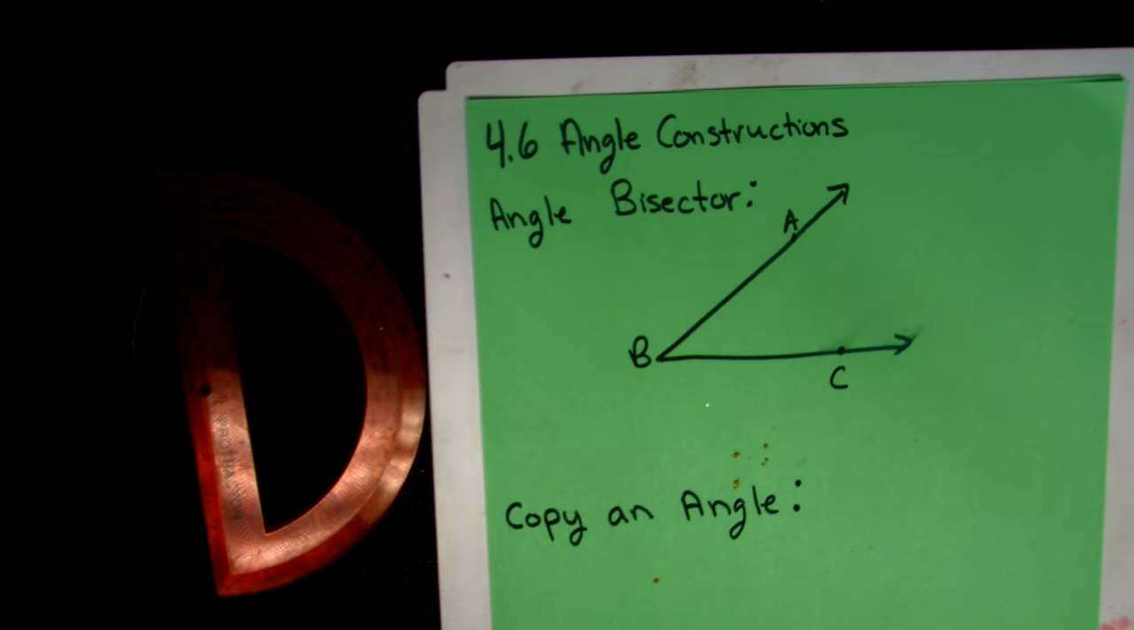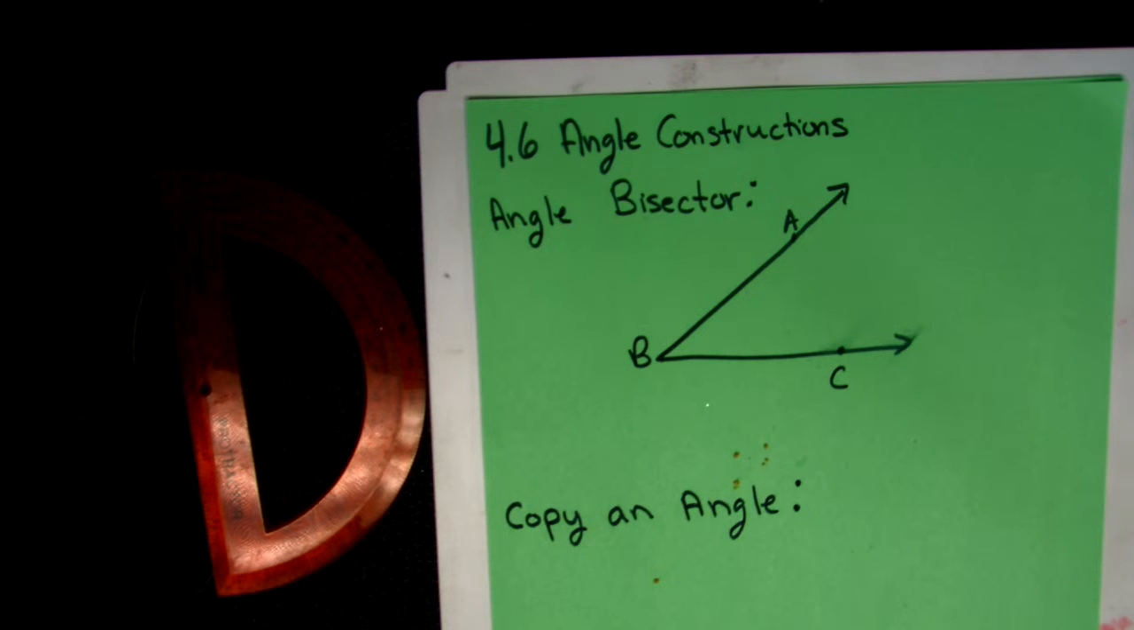All right, today we're going to talk about section 4.6, which is angle constructions. In the last chapter, chapter 3, we learned how to bisect a segment. In fact, we did the perpendicular bisector, because when we bisected, we made a line. The bisector line that we made was perpendicular. It made 90-degree angles. So now we're going to bisect an angle.